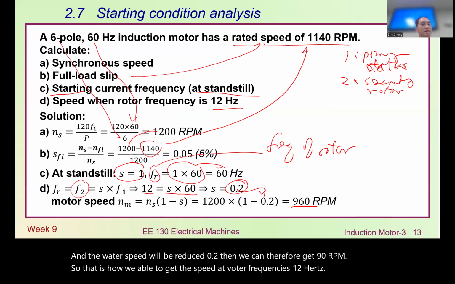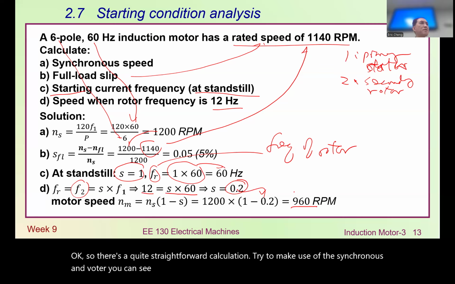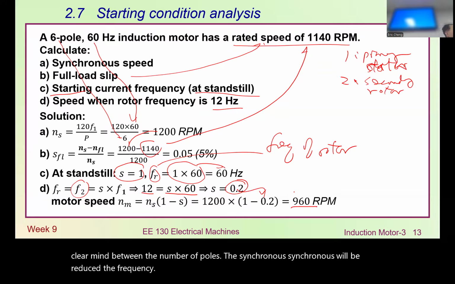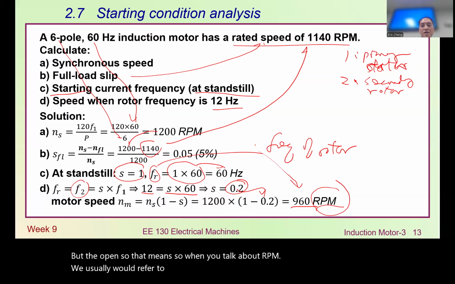Okay, so that's a quite straightforward calculation. Try to make use of the synchronous motor. You can see there are only a few equations, but you do need a clear understanding of the relationship between the number of poles and the synchronous speed. The synchronous speed reduces the frequency by the pole pair. So when you talk about the RPM, we usually refer to the synchronous speed.